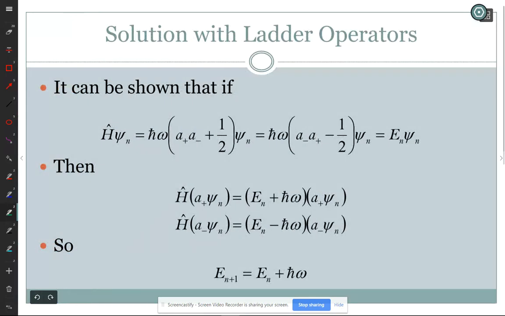Now, it can be shown that if the Hamiltonian acting on a wave function is equal to the energy times the wave function, and this here is the Hamiltonian, right? Two different versions of the Hamiltonian. Then we can show that the Hamiltonian acting on a plus psi is equal to, as shown here. Well, I say it can be shown, but it's an important piece of work to show that.